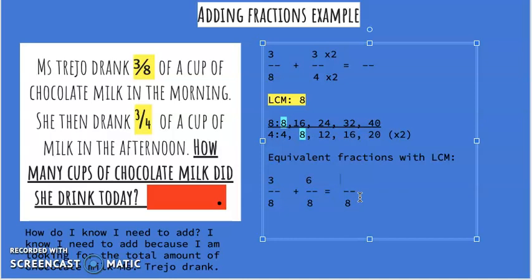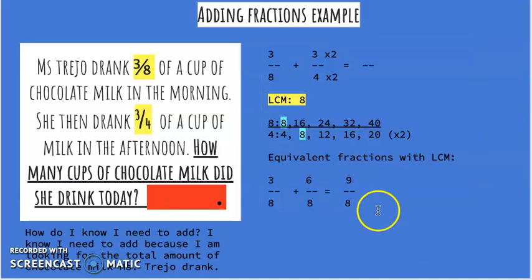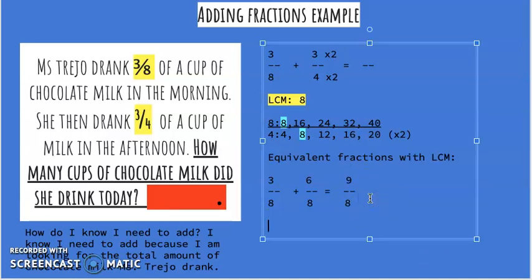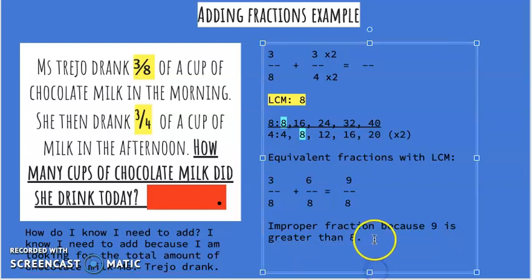It stays the same. So the only thing that you're adding in this case are your numerators. So 3 plus 6 is equal to 9. So now, this fraction, 9/8, is an improper fraction. And I know that because 9 is greater than 8, or your numerator is greater than your denominator.